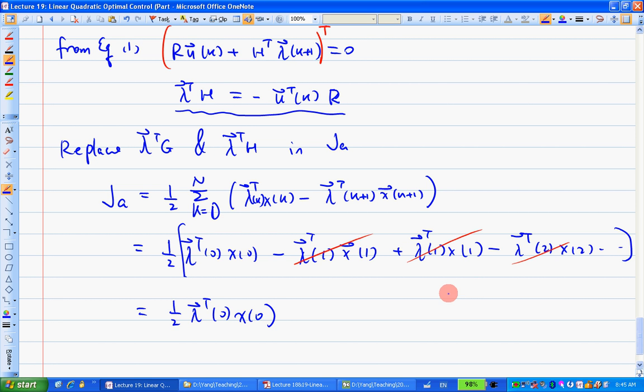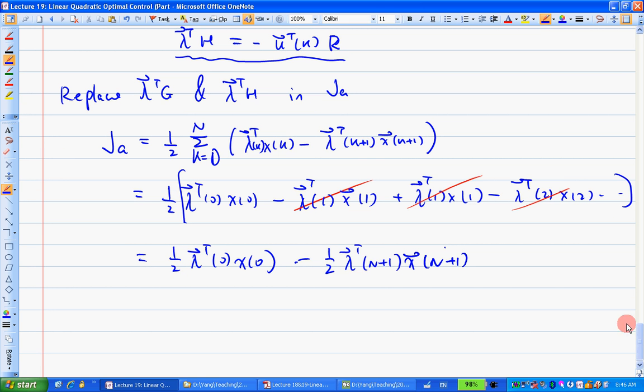And actually, there's one more term in the end. You end up with this, and then plus another one, minus another one, minus 1/2 lambda n plus 1 x n plus 1 for this one here. But you know that this is going to be 0, so this last term will be gone. And all you have is 1/2 lambda 0 x of 0.